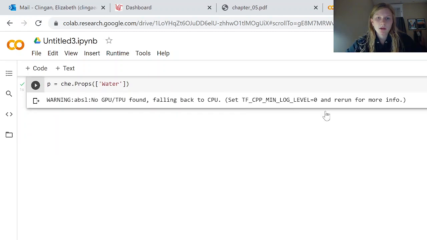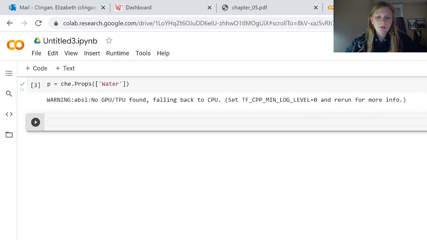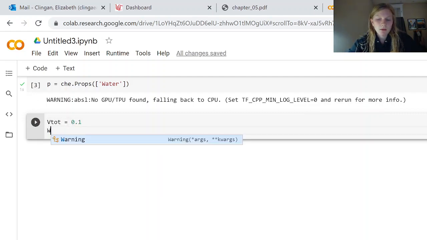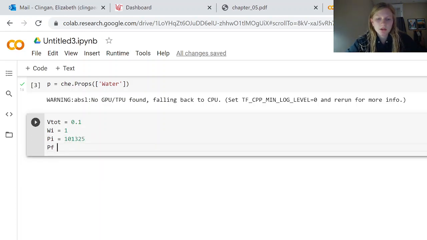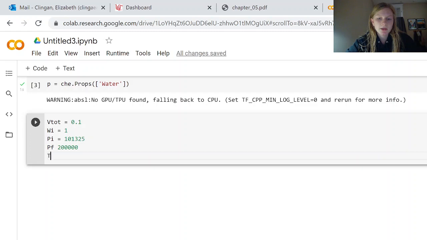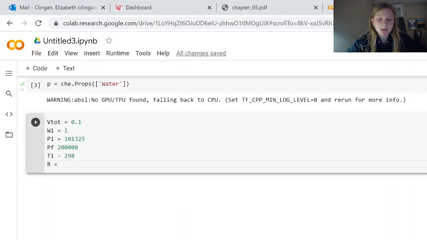Awesome. And then we're going to put in our parameters again. Total volume was 0.1, mass of the water 1 kilogram. This is just part A, the first part where we have one unknown and one equation, and then I'll do the 2 unknowns, 2 equations part afterwards. We have our initial pressure, which was 5, final pressure, initial temperature, and our gas constant.